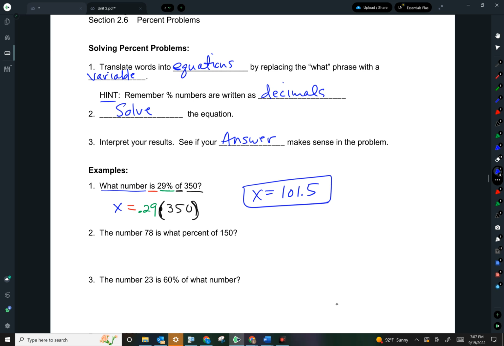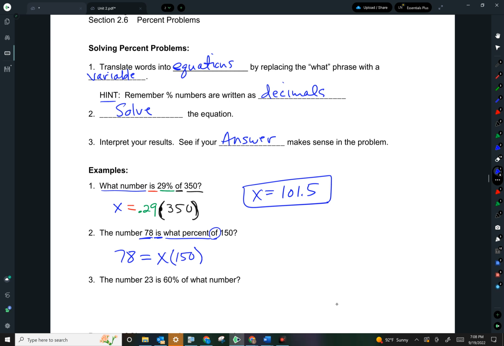Okay, so number 2, let's translate into an equation. So it says the number 78. Notice there's no what phrase. It just says the number 78. So 78, what do I put in place of the word is? Equals. And then it says what percent. Okay, there's the what phrase, so that's going to be my x. What percent of means multiply, of 150, so times 150. Okay, 78 is what percent of 150?